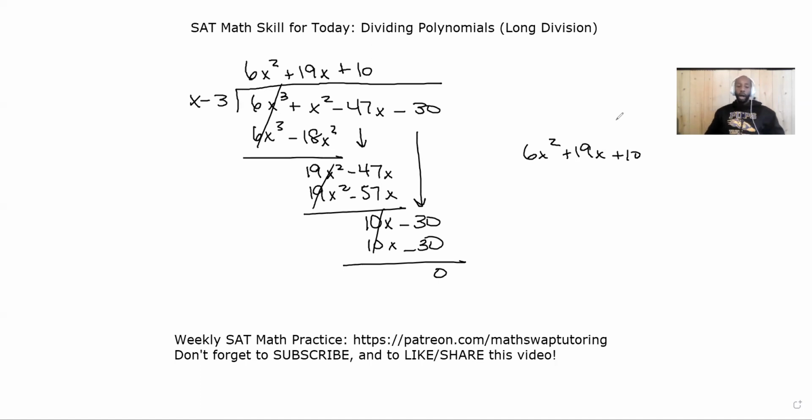Well, good. So this is how long division works. I don't see it much on the SAT, but I do see it some, so it's a good idea to have that skill in your back pocket.